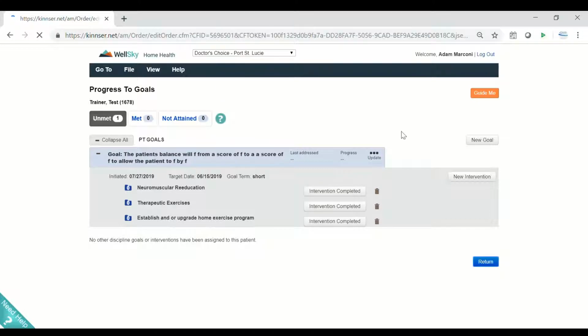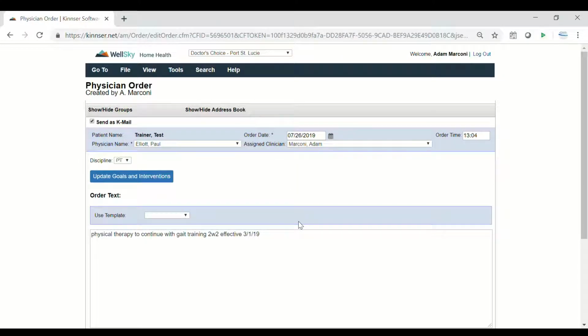And that's how you use progress to goals to write orders, as well as using our EMR system to write orders in your evaluation. If you have any questions, talk to the director. Thank you very much.